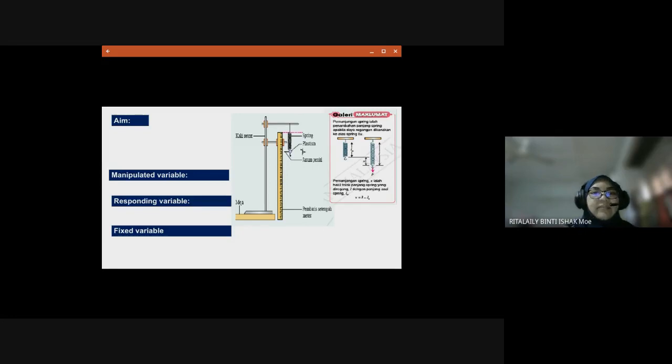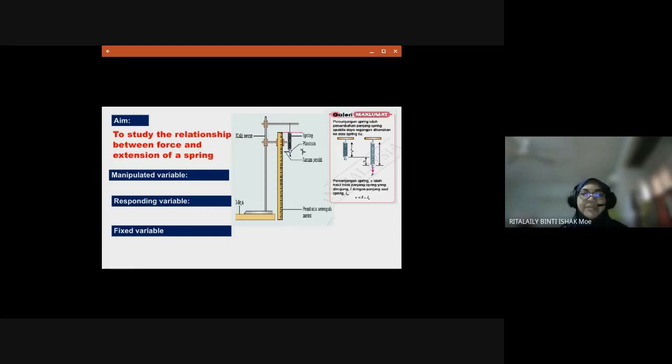If your mic is not working, you can write your answer in the chat area. Okay, to determine the relationship between extension of the spring and the force. So that would be our aim of the experiment: to study or determine the relationship between force and extension of a spring.